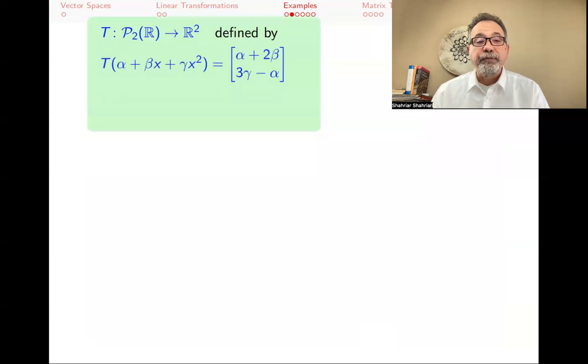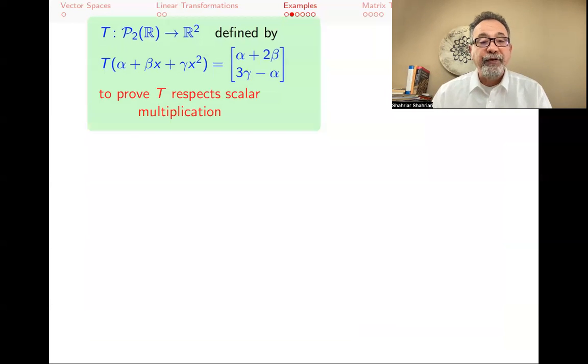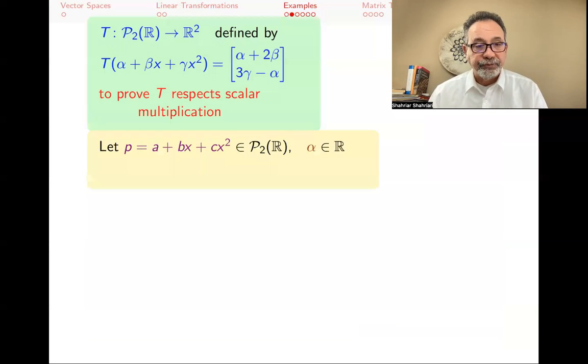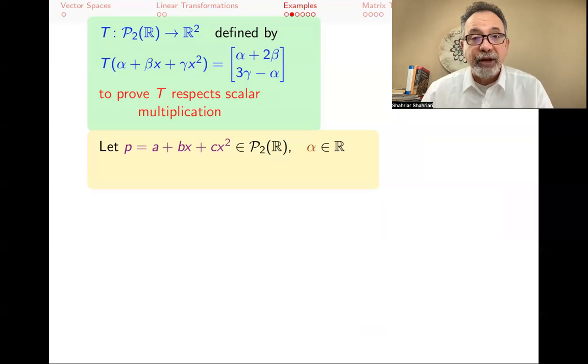So again, I have a map from P2 to R2 defined by T of alpha plus beta x plus gamma x squared equals (alpha plus 2 beta, 3 gamma minus alpha). And the question is, does it respect scalar multiplication? So again, I have a typical polynomial, a plus bx plus cx squared, and I have a typical scalar alpha. And again, for the first-time readers, we're assuming that all the scalars are real numbers. In fact, in this particular case, I have to do that because the vector spaces are defined over real numbers.